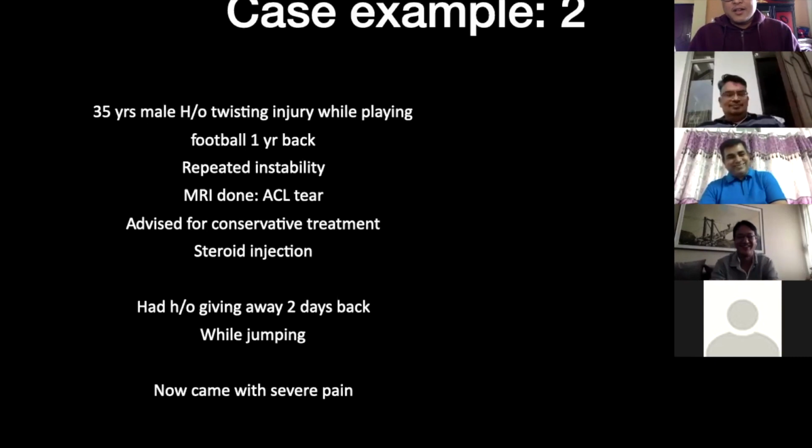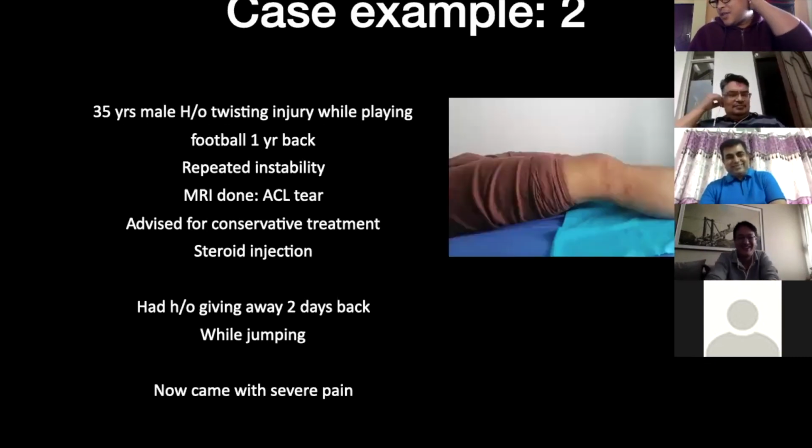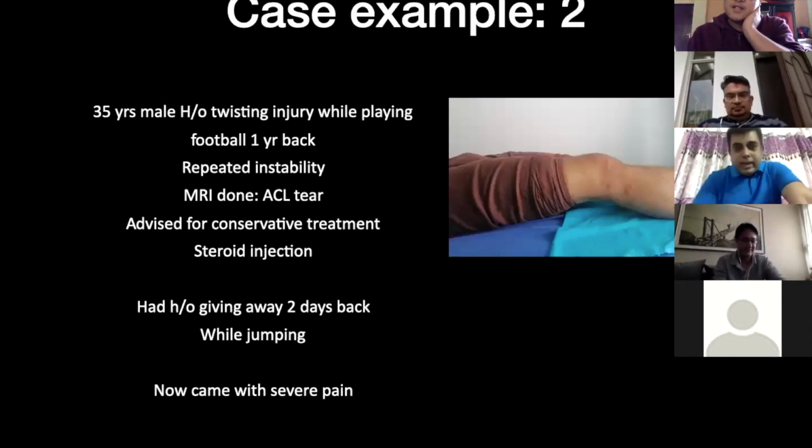Everything is wrong. So this was his knee. This was the picture of his knee. Naveen sir, does this picture of his knee corroborate your suspicion, sir? Yeah, probably you can see there's a fixed flexion deformity on the right side. Absolutely. On the same knee, and there's a locked knee. Absolutely correct.